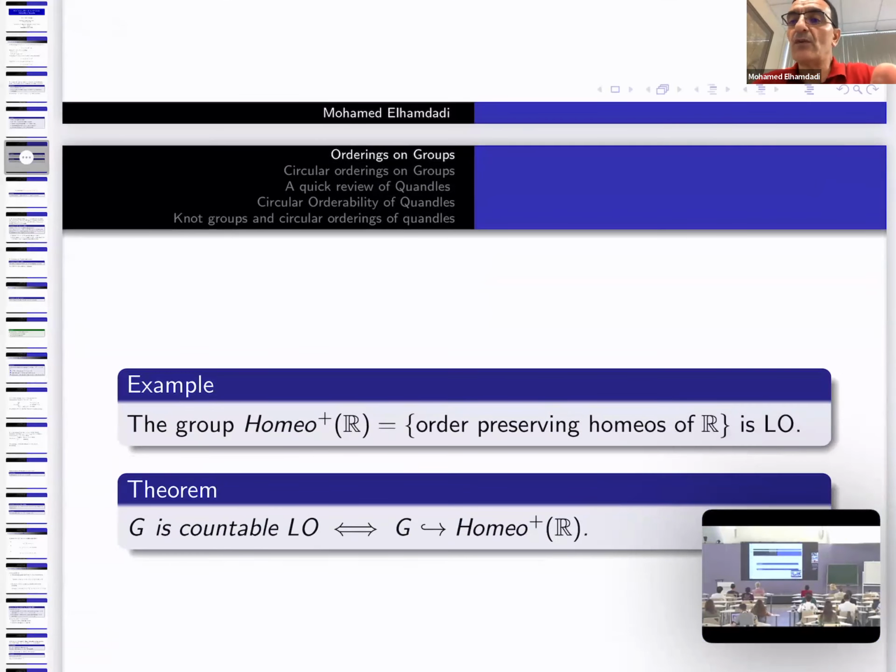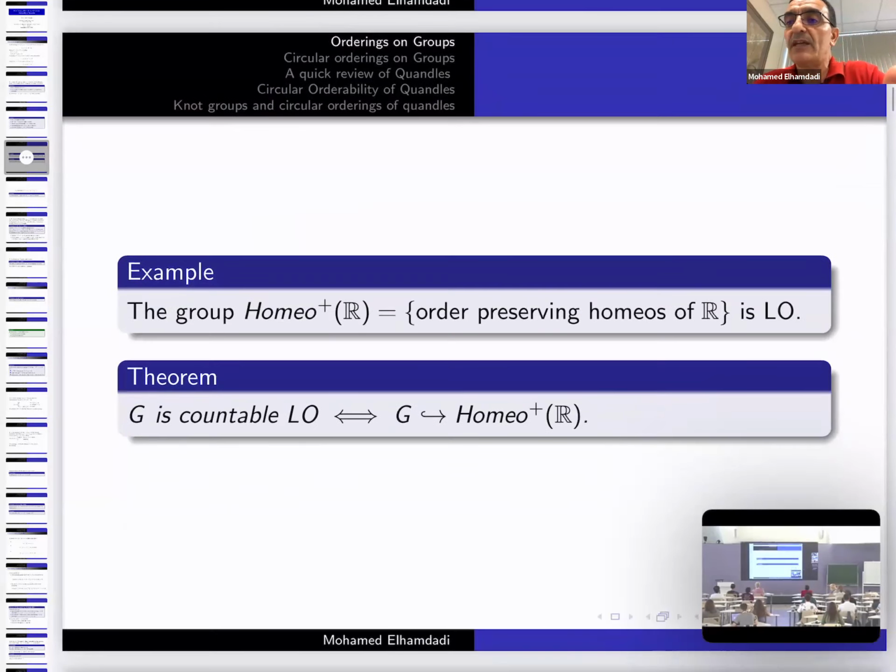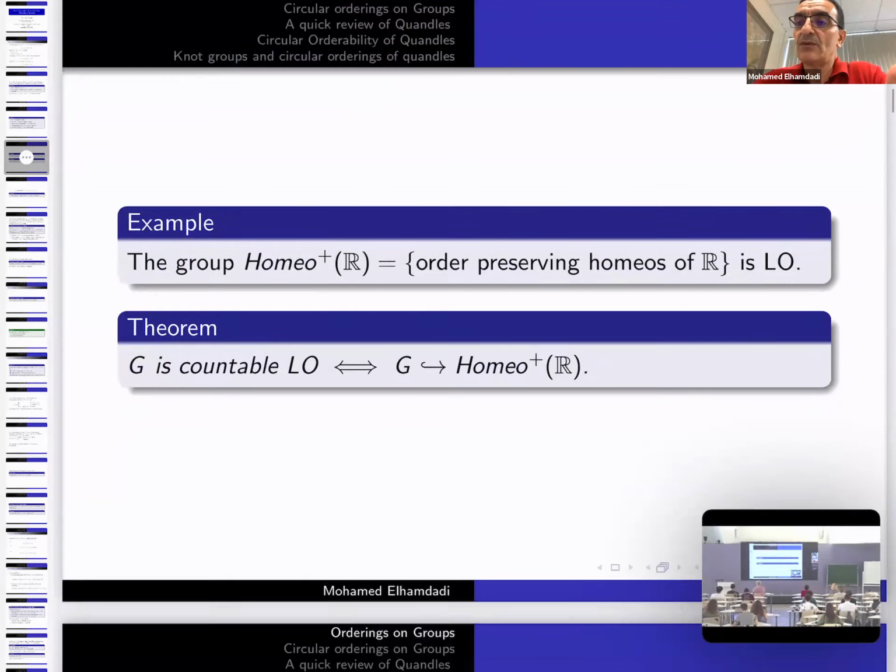Now, orderability of groups has to do with Homeo plus of the real line, the order preserving homeomorphisms of the real line. And in fact, for countable groups, a countable group is left orderable if and only if it embeds into the order preserving homeomorphisms of the real line. We will see later that for circular orderability of groups, a countable group will be left circular orderable if and only if the group embeds into Homeo plus of the circle S1, the quotient of R by Z.